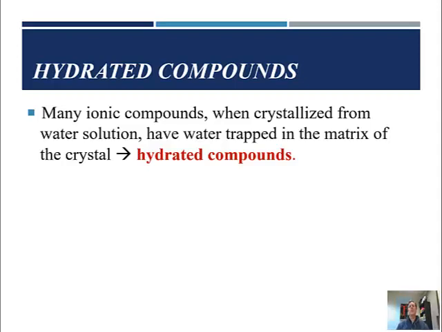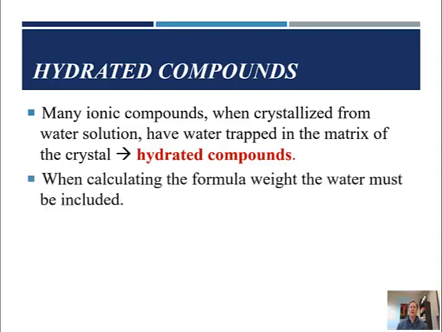Well, when they reform, what happens sometimes is that water molecules get stuck inside that crystal matrix and get trapped in there, and they can't escape. When this happens, we call it a hydrated compound. It's an ionic compound that has water trapped inside of it. When we calculate the formula weight, the molar mass, for these compounds, we must include the water in it, because we're not just measuring the ionic compound, we're also measuring the water that's inside of it.